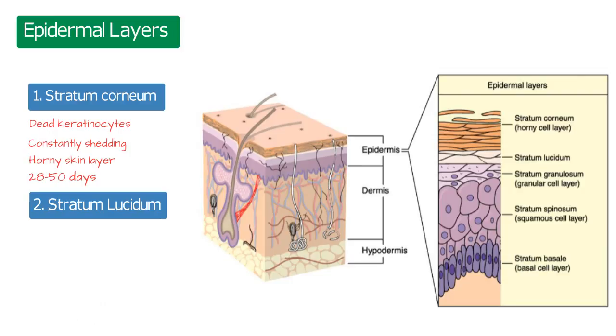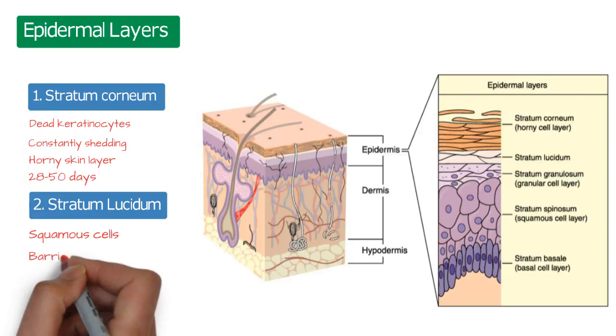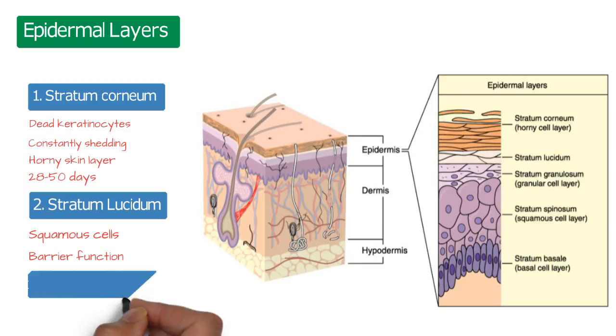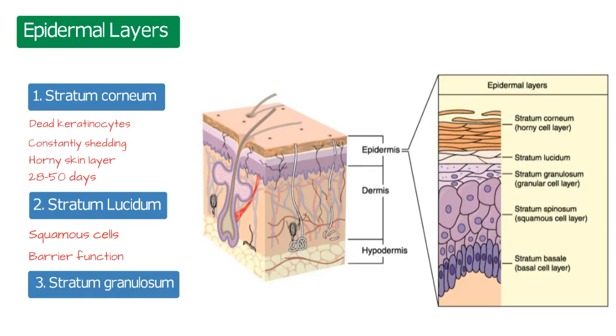Stratum lucidum. This is just deep to the stratum corneum and contains squamous cells that are drying out in anticipation of being dead keratinocytes as cells continue to turn over. These cells are tightly adherent to one another to help provide a barrier function to the skin. Stratum granulosum. It is hard to distinguish this layer from the stratum lucidum. It too contains cells that are gradually drying out and migrating toward the stratum corneum to provide a major protective function for the skin.